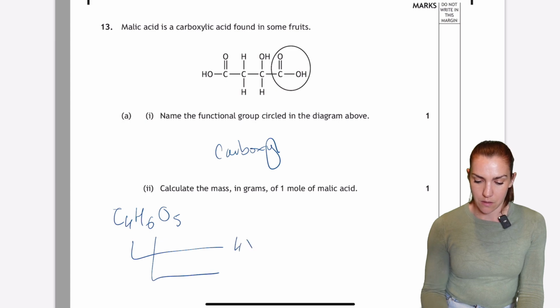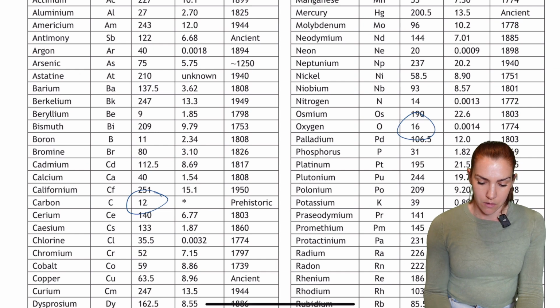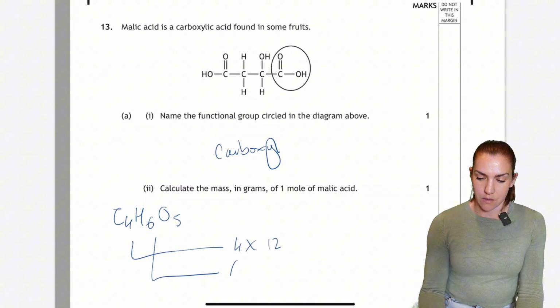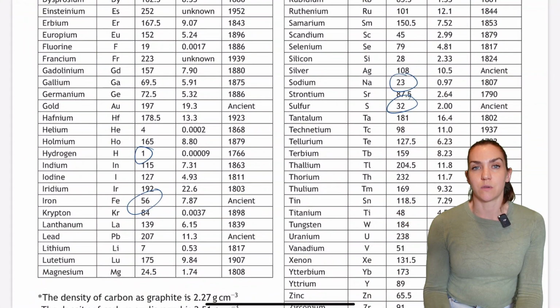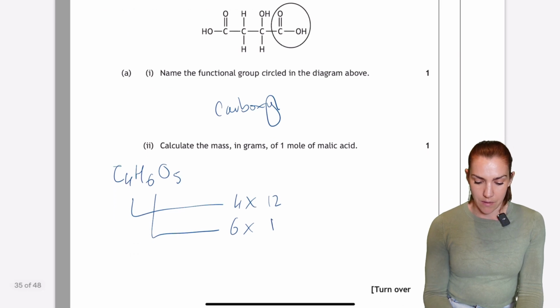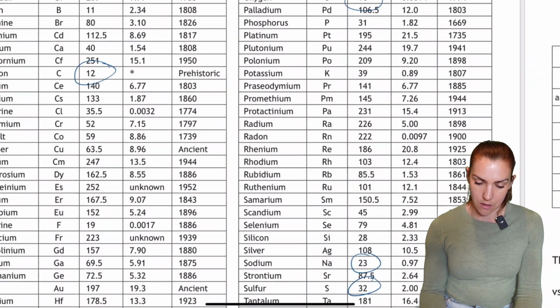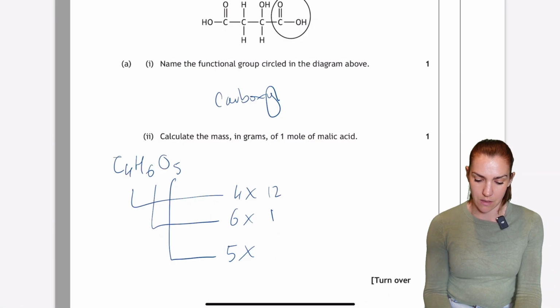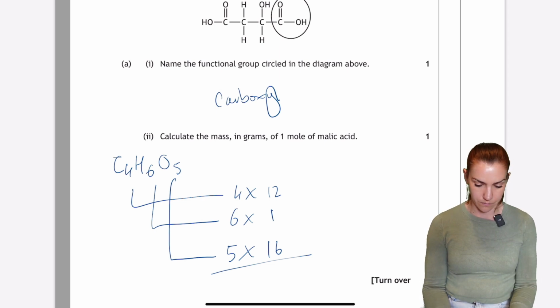So 4 times the relative atomic mass of carbon, which is 12. So 4 times 12. Then 6 times the relative atomic mass of hydrogen, which is 1. You'll probably know all these ones by the time you get to the exam. But if you don't, it doesn't matter because they're always in the data booklet anyway. And then oxygen is 16. You see it there, so that'd be 5 times 16. So then if we add all that up, so 4 times 12 plus 6 plus 5 times 16, 134. And that's the mass of 1 mole of it, because that's the GFM.